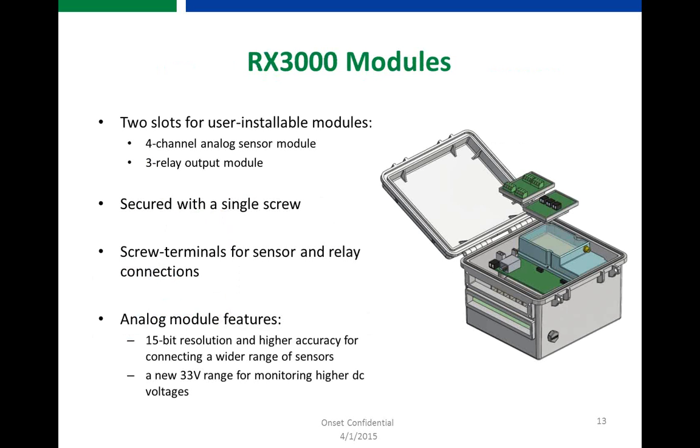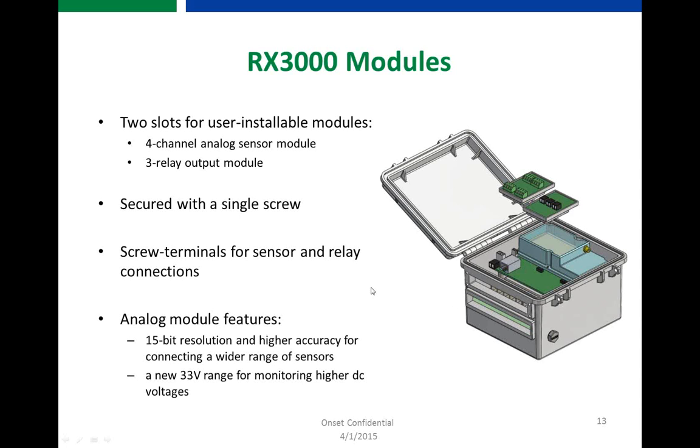I've talked a lot about the modules. Here's another cartoon, I'll call it, of the modules prior to being installed in the device. There are 2 slots, again, to install 2 modules of any combination of these 4-channel analog or the 3 relay output module. They are secured with a single screw. It's very easy to do.